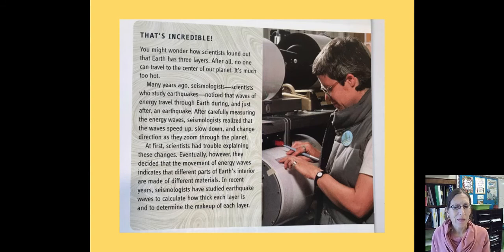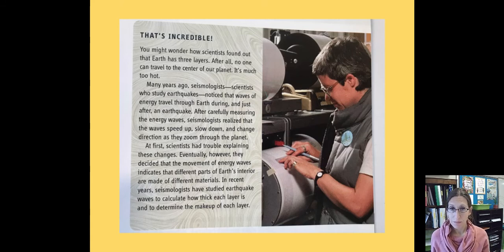After carefully measuring the energy waves, seismologists realized that the waves speed up, slow down, and change direction as they zoom through the planet. So seismologists were able to look at the waves of energy that traveled through the Earth and how they traveled through different layers at different speeds, things like that. At first, scientists had trouble explaining these changes.